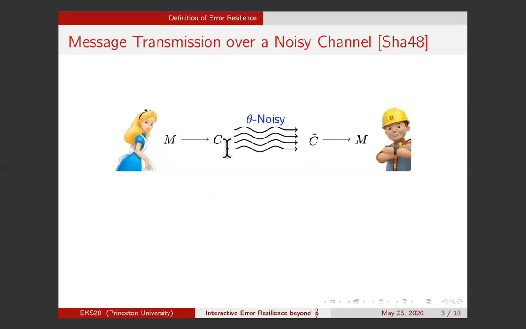However, she still can first encode the message M to a codeword C with the property that even after the channel corrupts a theta fraction of the bits in C, it still has enough information to allow Bob to decode and recover the message M. So overall, we reduce the task of sending the message M over a noisy channel to the task of constructing a code with the property that you can still recover the message M from it even after a theta fraction of the bits have been corrupted.